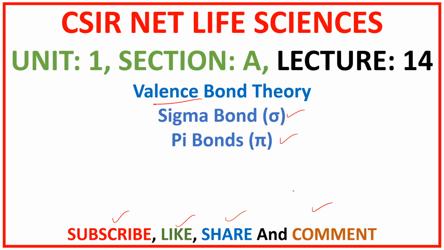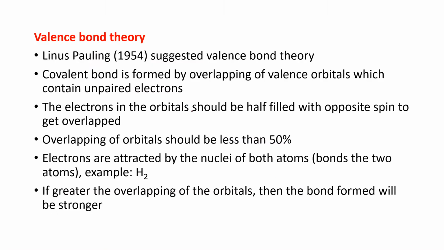Now let us start our discussion with valence bond theory. This is also known as VBT. VBT means valence bond theory. This theory explains how a bond is formed based on the valence electrons and so on. It was first suggested by Linus Pauling in the year 1954. Valence bond theory is formed by the overlapping of the valence orbitals.